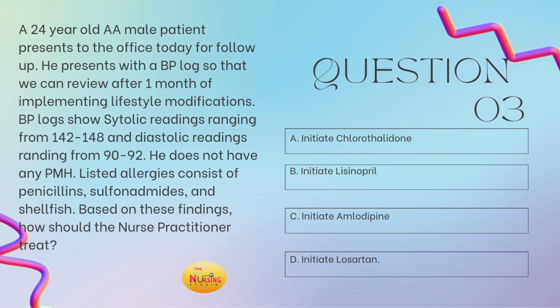Based on these findings, how should the nurse practitioner treat? Is it A, initiate chlorothalidone, B, initiate lisinopril, C, initiate amlodipine, or D, initiate losartan? Take a moment and tell me what you got, you guys.